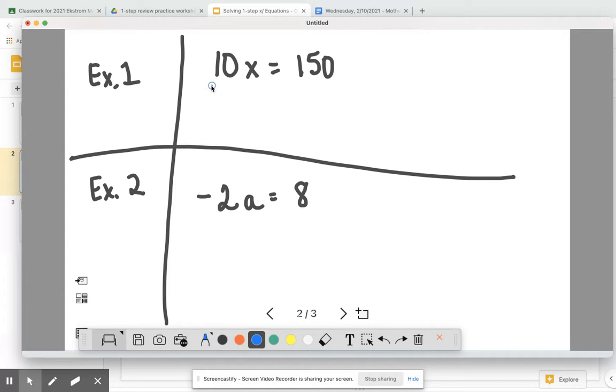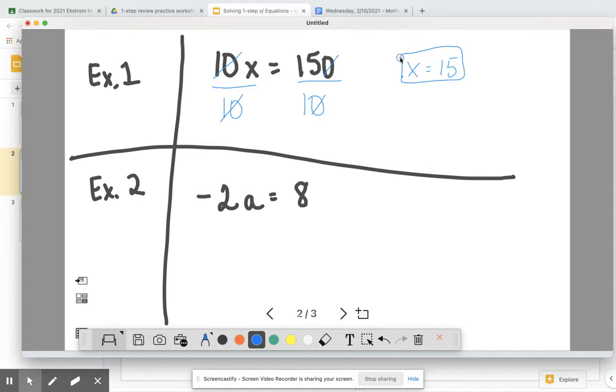We're going to represent dividing by 10 like we do in 7th grade with a fraction bar and a 10 underneath. So 10x divided by 10, 150 divided by 10. Now, 10 divided by 10 actually cancels out and will give me 1x. I'm going to write that over here because I'm running out of space. 150 divided by 10 is going to give me 15. Therefore, our solution to this equation, 10x equals 150, the solution is x equals 15.